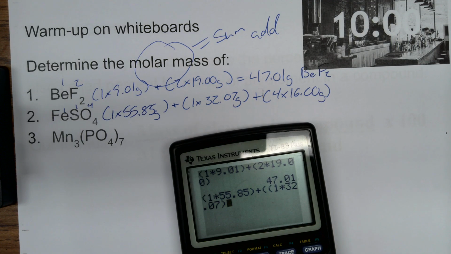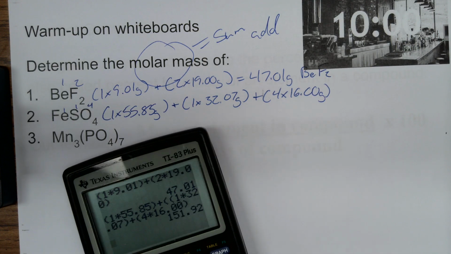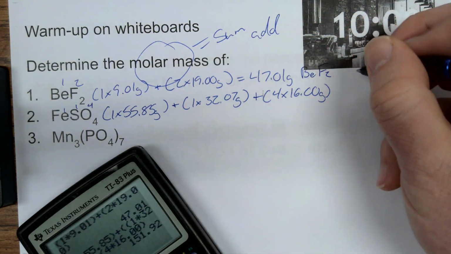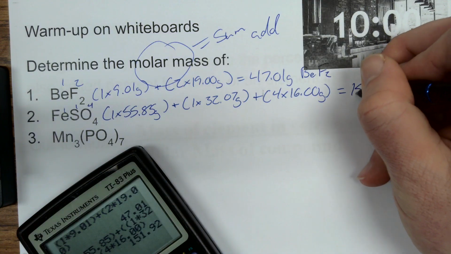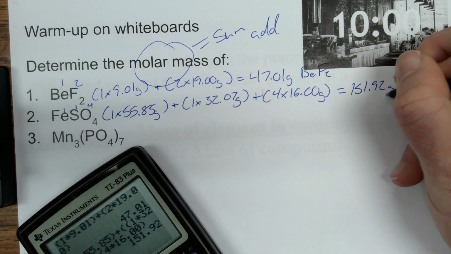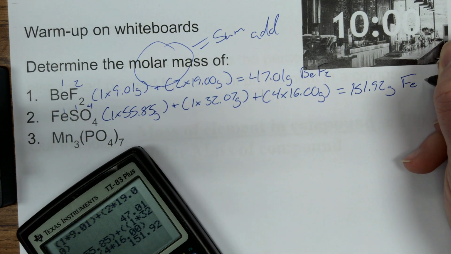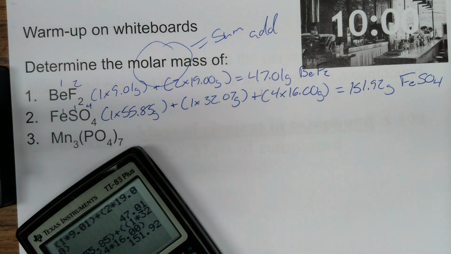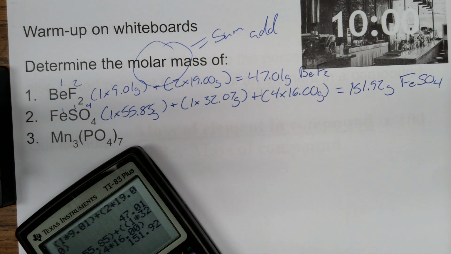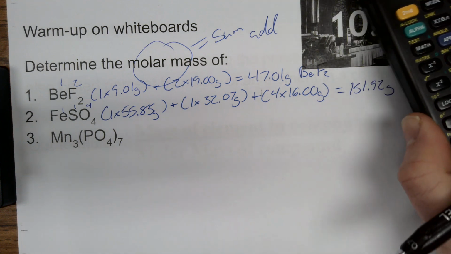So 7 plus 4 times 16.00. All right. That gives me 151.92 grams for my iron 2 sulfate. How are we feeling about number 2? Feeling good? All right, our last one.